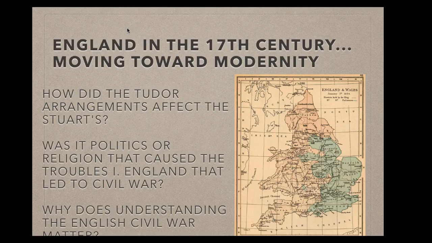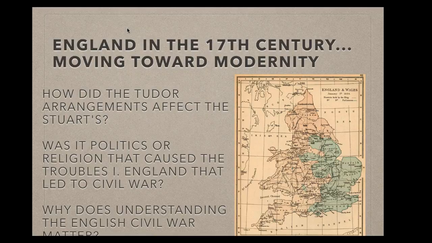In this lecture, we're going to take a look at England in the 17th century, moving towards modernity. On the right, you see a map of England, 1644, to give you a basic reference. And then on the left, you see several essential questions. How did the Tudor arrangements of the 16th century affect the Stuarts of the 17th century?